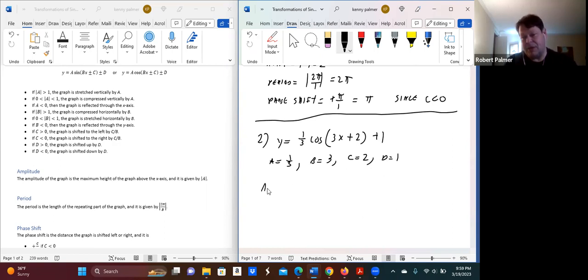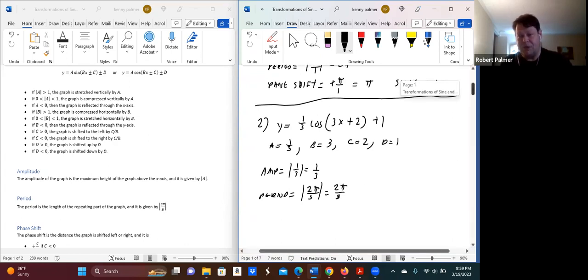Okay. So once again, the amplitude is going to be the absolute value of A, which is the absolute value of 1/3, which is, of course, just 1/3. So what that's going to do is compress the graph vertically by a factor of 3. The period is the absolute value of 2 pi over B, and B is 3. And so the period is going to be 2 pi over 3. So remember the original cosine graph, the period is 2 pi. Now it's 2 pi over 3, so I've compressed the period by a factor of 3.